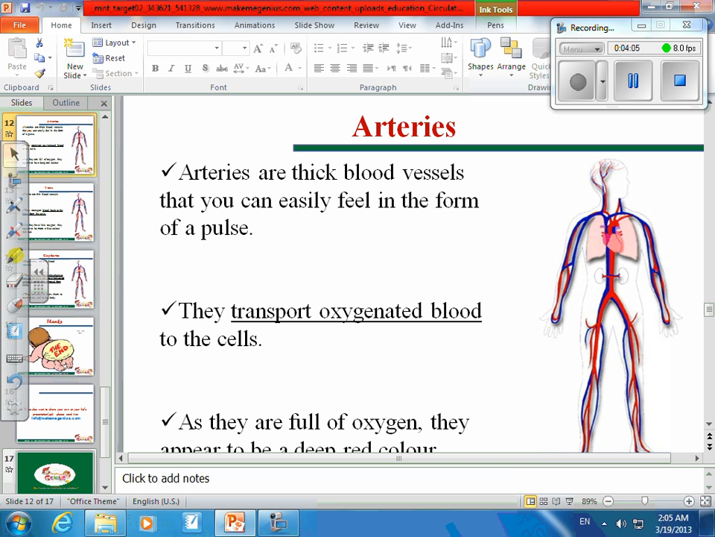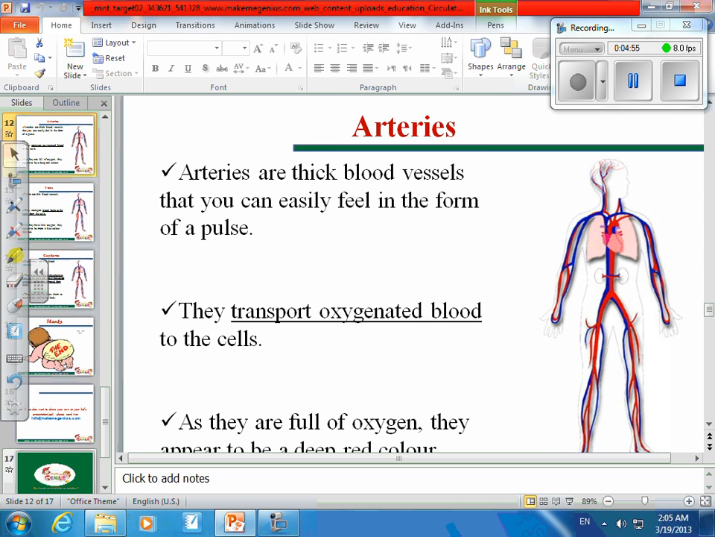Do you think these vessels will be thick or thin? Thick, because they start from the source. And they transport oxygenated blood or deoxygenated blood? But I have one exception, which is the pulmonary artery. Repeat after me, pulmonary artery. All arteries carry oxygenated blood except the pulmonary artery, which carries deoxygenated blood.